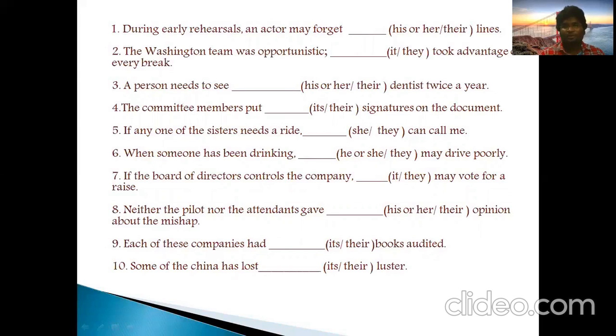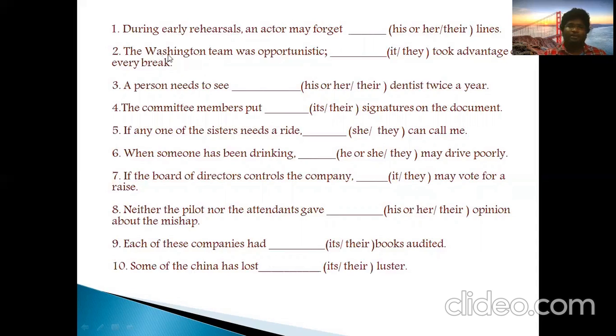And let's see one more exercise. Yeah, if I'm not mistaken, you're all seeing that. See, during early rehearsals, an actor may forget dash lines. So are you going to say during early rehearsals, an actor may forget his or her lines? Are you going to say an actor may forget their lines? Which one are you actually opting for? That matters a lot. The first one, yeah, absolutely. As you told, the answer is his or her. So during the early rehearsals, an actor may forget his or her lines.